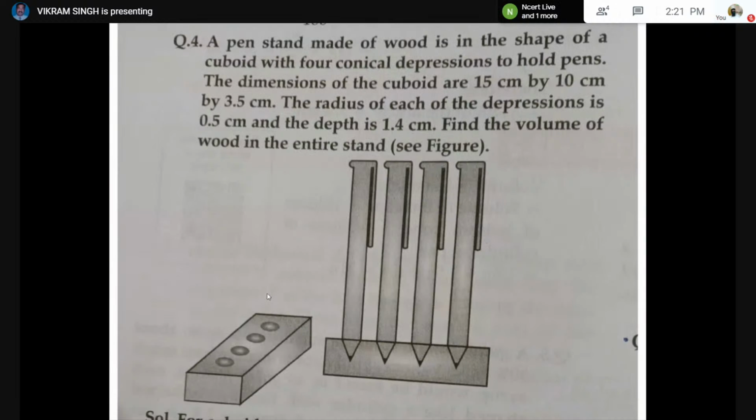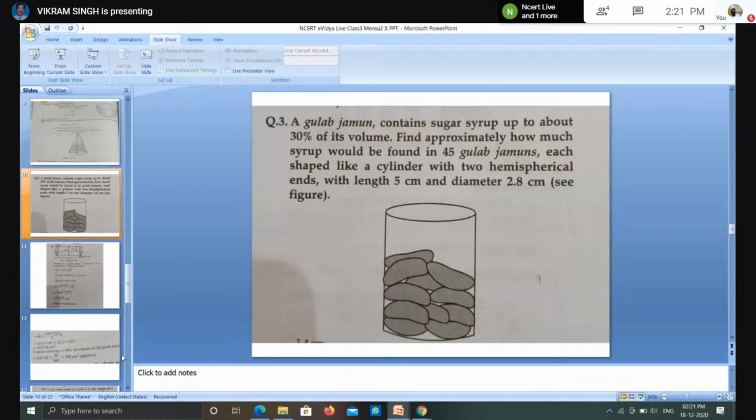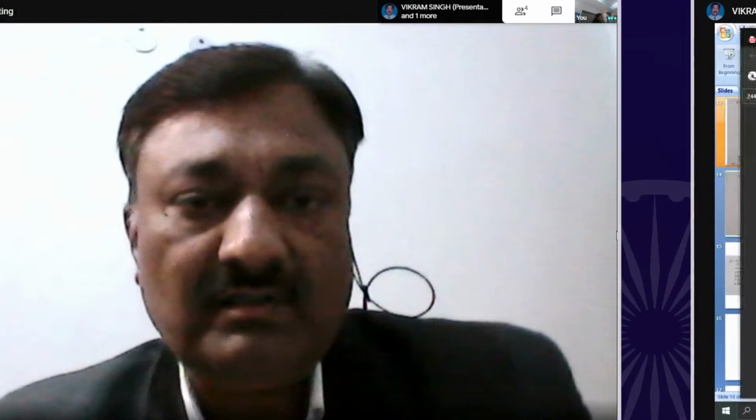Now the second question of this exercise, which is numbered 4 in the exercise itself. If you want to see the textbook, it is automatically in the textbook. This is textbook chapter 13, as I told you. So just see the exercise one by one.